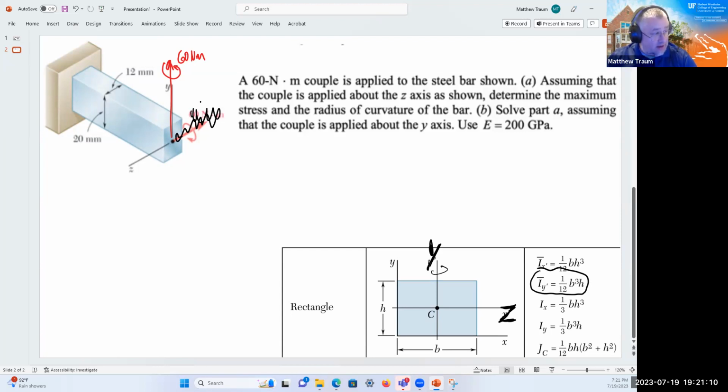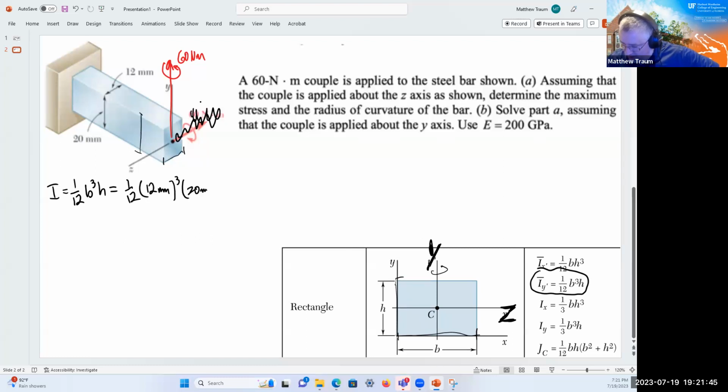I know that I, in this case, is 1/12 b to the third times h. Okay, what's b? In this case, b is the base, which is this distance, which is 12. So provided I've done this right, 12 millimeters, that guy should get raised to the third power. And then h is going to be the height here, which is 20 millimeters.